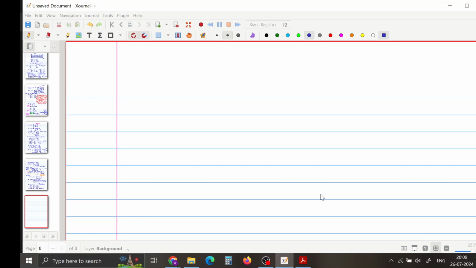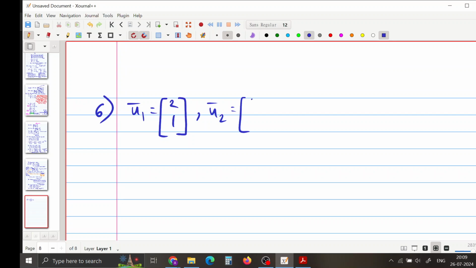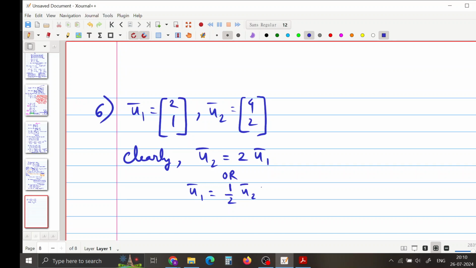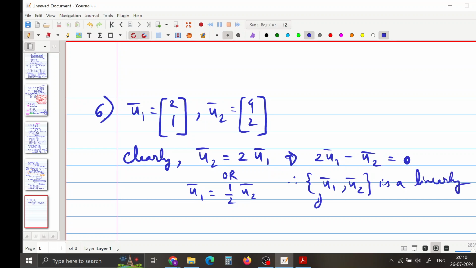Okay, I hope it is straightforward. So question number 6, u1, u2. The observation was that u2 is simply 2 times u1, or you can also write u1 equals half times u2. So from this you can write 2 times u1 minus u2 equals 0. So it's a linearly dependent set because there is a non-trivial combination that gives you the 0 vector. So u1, u2 is a linearly dependent set.